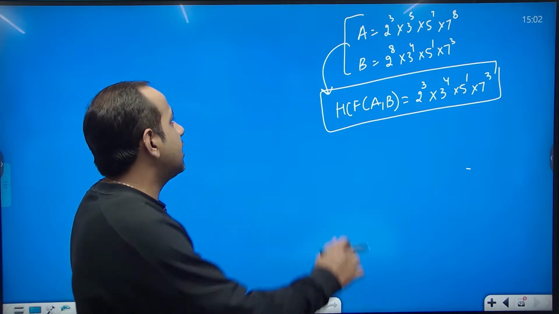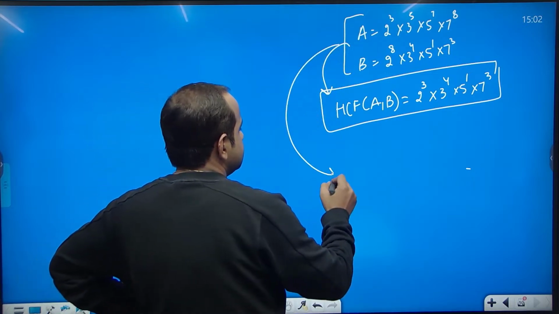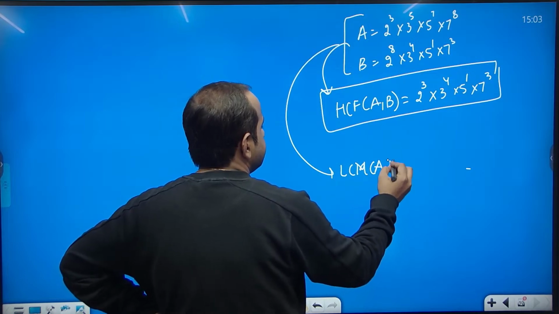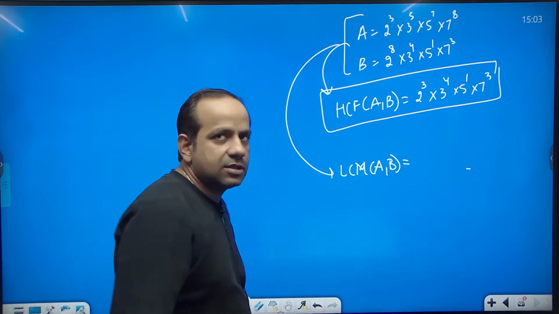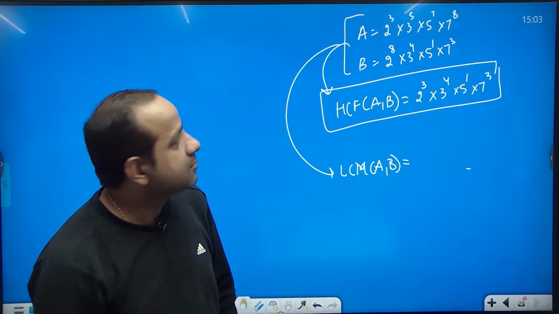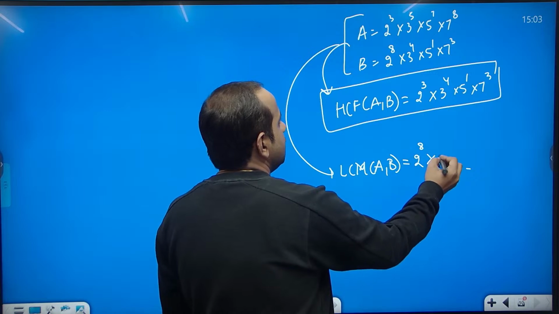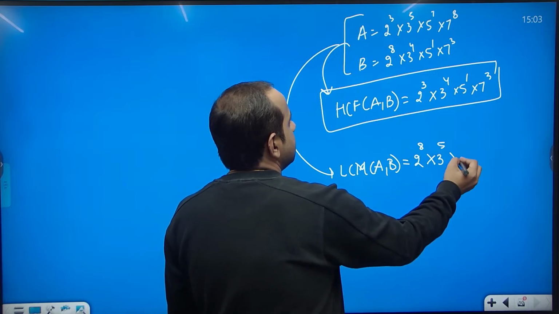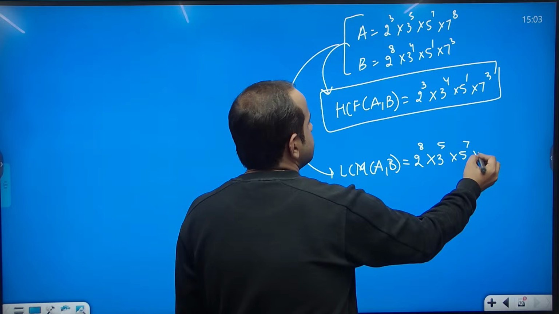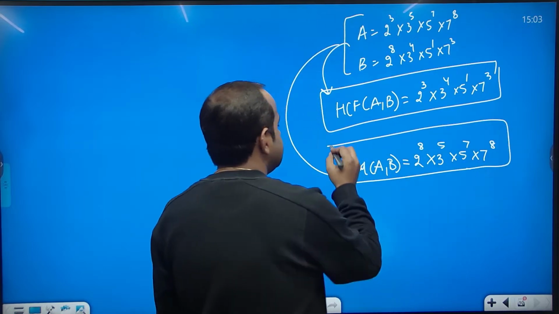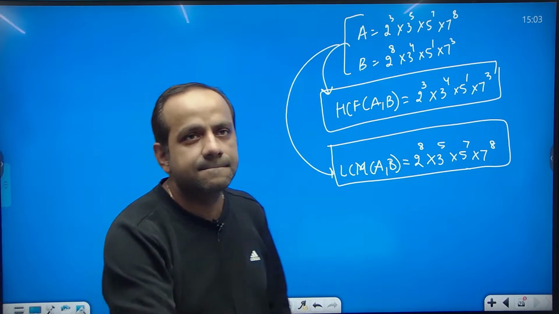And if I need to write down LCM of these numbers, LCM of A and B, so what should be your answer in this case? 2 to the power 8, 3 to the power 5, 5 to the power 7, and 7 to the power 8. This is the LCM. Clear?